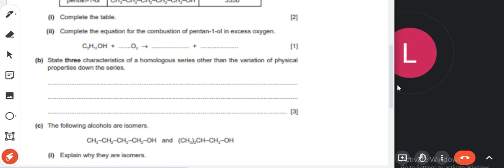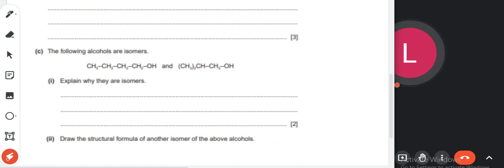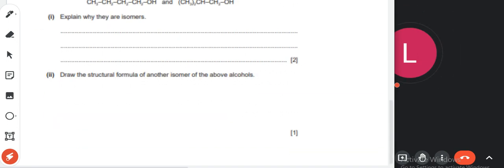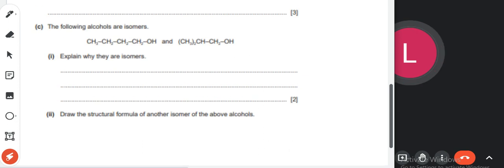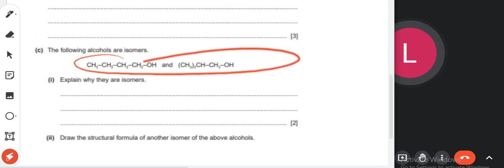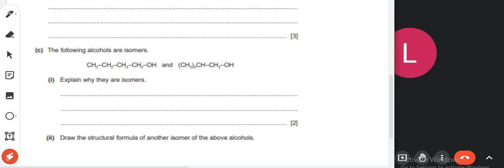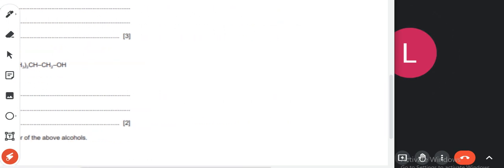Okay, so another question says the following are isomers. This and this. Explain why they are isomers. We've answered that. Then draw the structural formula of another isomer of the above alcohol. When you are drawing it, you must ensure that it has the same chemical formula but a different structural formula. That's what makes isomers.